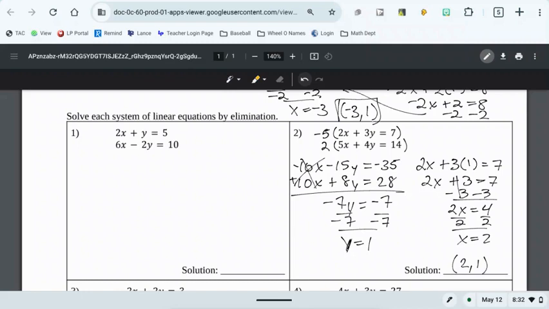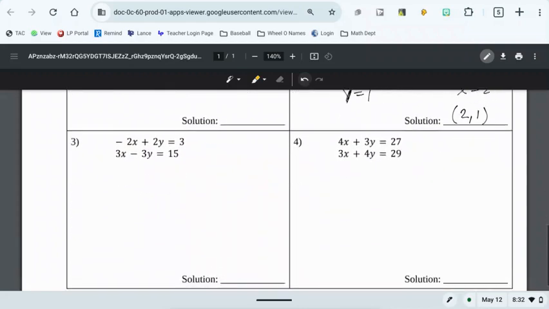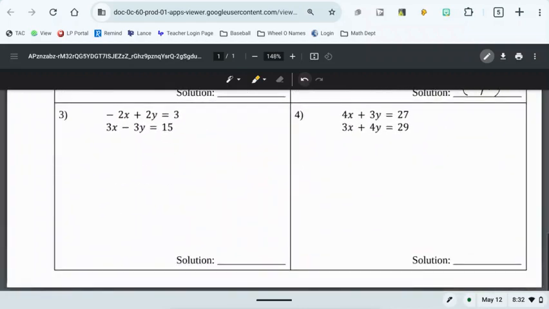All right, let's go ahead and try example number 3. In this one, let's take a look. Now we have, for our x coefficients, negative 2 and positive 3. And for our y values, positive 2 and negative 3. So it's kind of a wash here. It doesn't matter which one we go for. Let's just go ahead and choose our x values.